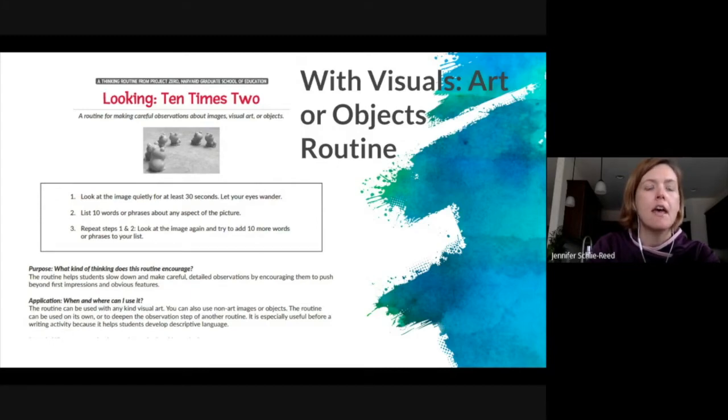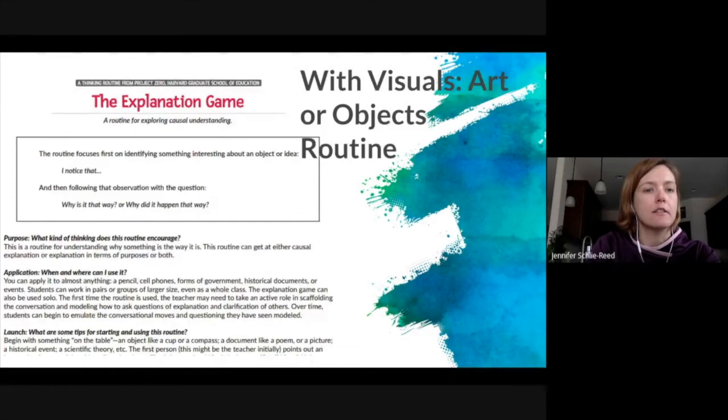I also really like the Explanation Game, which is a routine that focuses on the way something is, and it can get students really thinking about why it is that way or what happened, things like that. So those would be 2 that I would pick. I really enjoy how Project Zero shows you how you would actually launch it with your students.